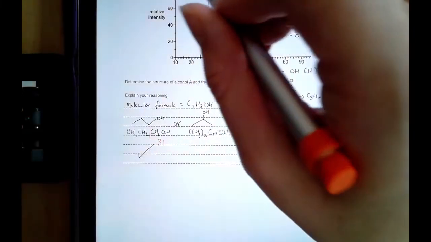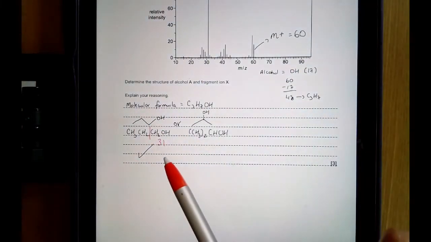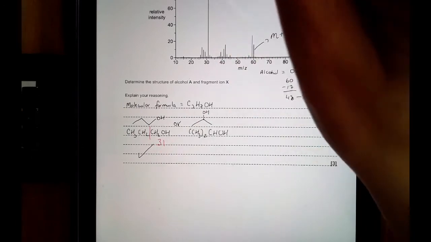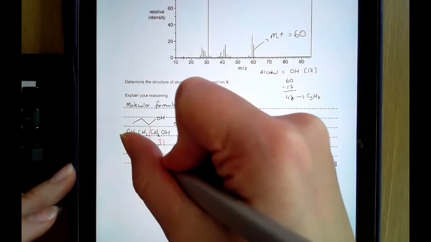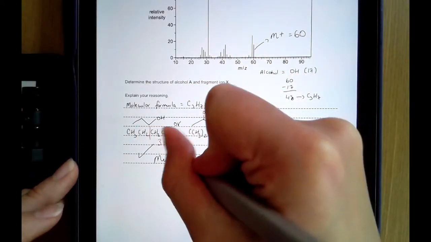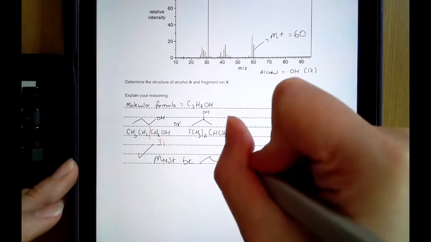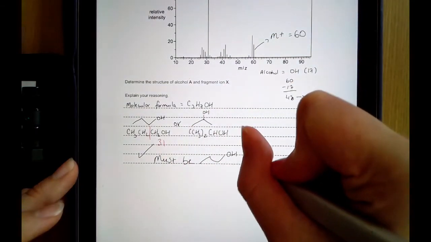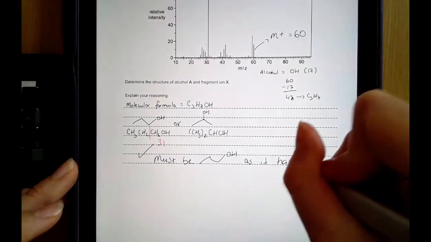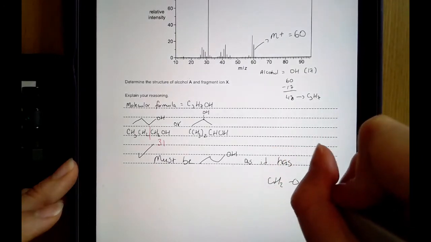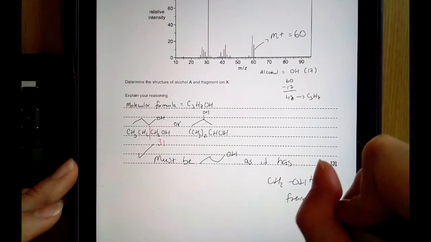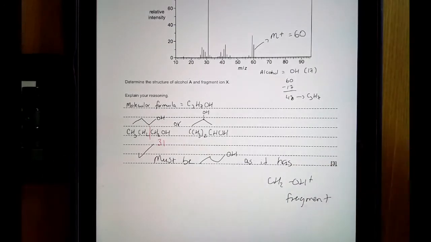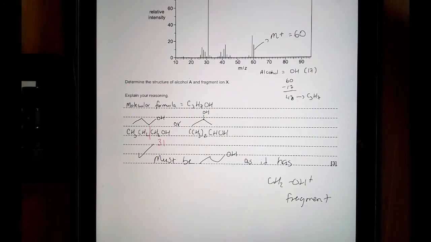So really here I should write a sentence, and I should say that it must be propan-1-ol, or I can just draw propan-1-ol as it has the CH2OH+ fragment. So just something linking that fragment back to propan-1-ol in order to get your third mark.